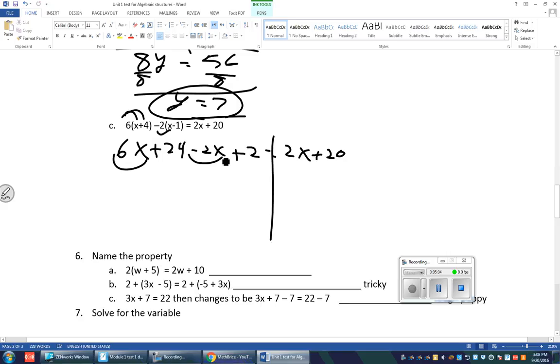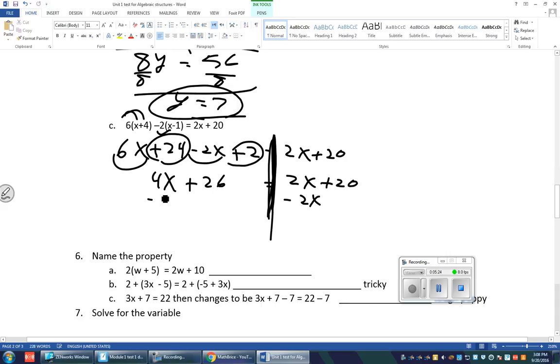Same side of the big line, you do the same operation. So that is 4x plus 26, combining the like terms on the same side of the big line, equals 2x plus 20. Then, if I want to move them, I'm going to subtract the 2x, subtract the 2x. Opposite side of the big line, you do the opposite operation.